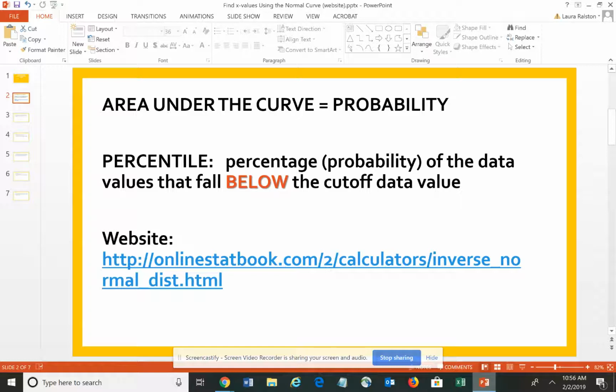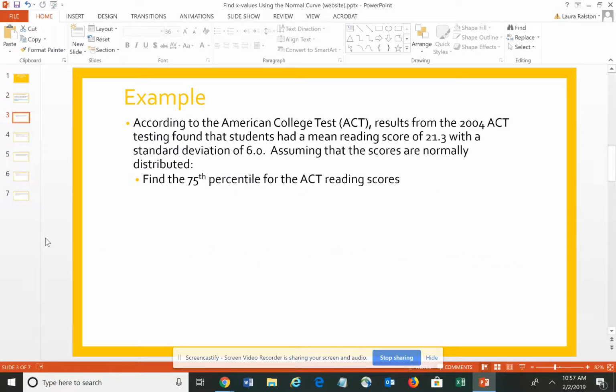We're all going to be using technology to do these calculations, and we're going to be using the website which is referenced there, so you may want to go ahead and get that opened up on your computer. So, beginning with the first example.